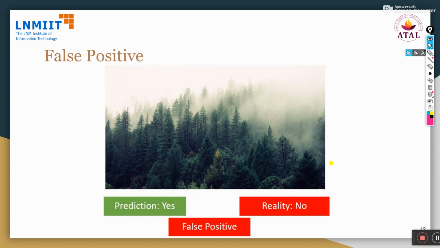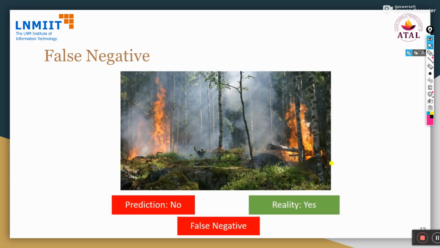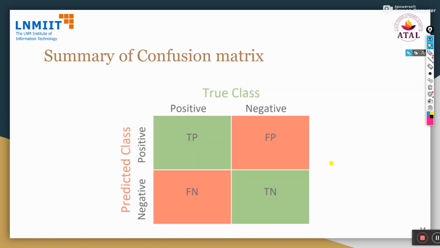Now my system is predicting yes, but reality is not there. In that case it will be represented as false positive. Similarly, the vice versa is also possible. So using these two attributes we can build the confusion matrix.